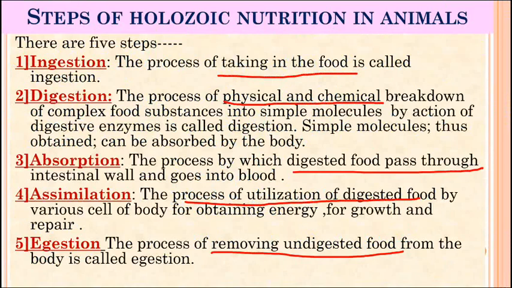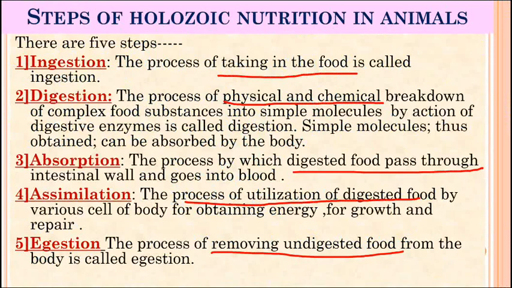After this comes the process of absorption. Now, the food molecules have become soluble and small sized after digestion. The process by which the digested food passes through the intestinal wall into the blood, where it is then assimilated, is called absorption. Absorption in human beings is mainly done by the small intestine.